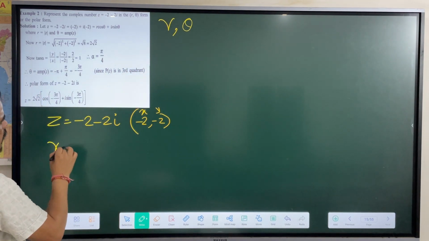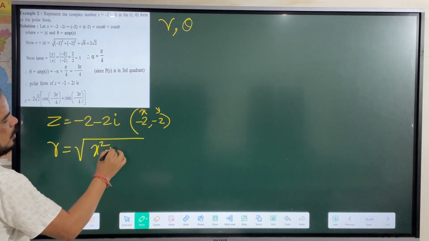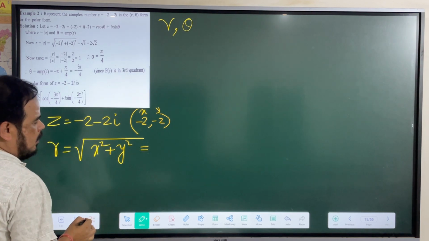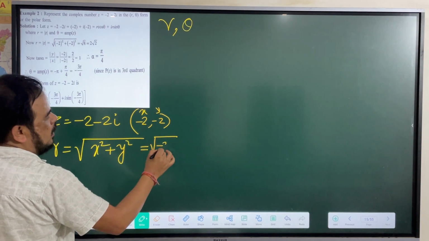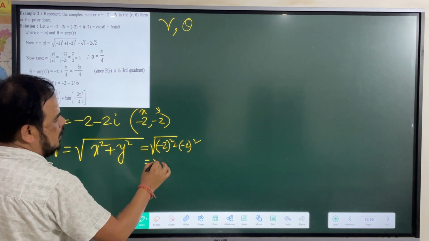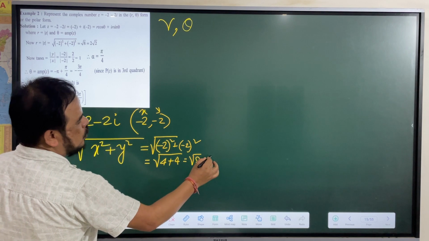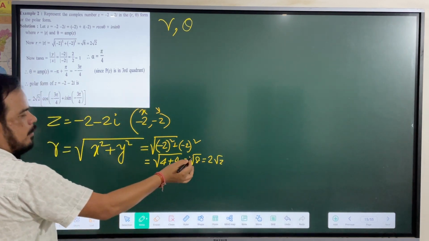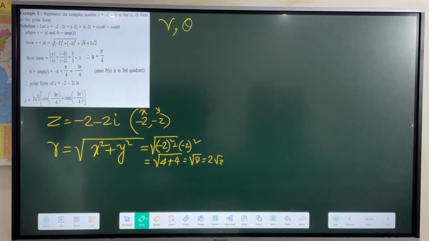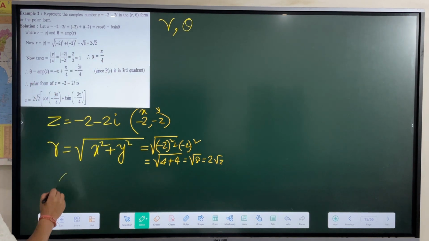R means root of x square plus y square, means modulus of z. Minus 2 square plus minus 2 square. It is 4 plus 4 equals 8, equals 2 root 2. This calculation I am not going to explain. This one you know. We have got the value of r. Now we are going to find out the value of theta.